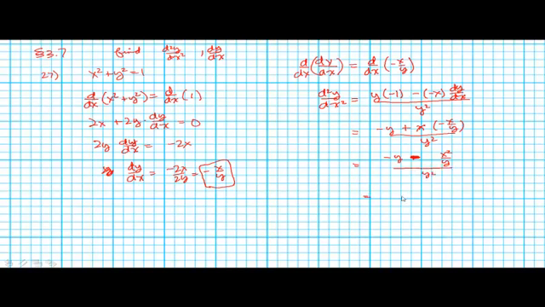Common denominator for the top is going to be y, so I end up with negative y squared over y minus x squared over y. And then I'm going to take that and I'm going to multiply by the reciprocal, or multiply by 1 over y squared. What do I end up with? I end up with negative y squared minus x squared all over y cubed.